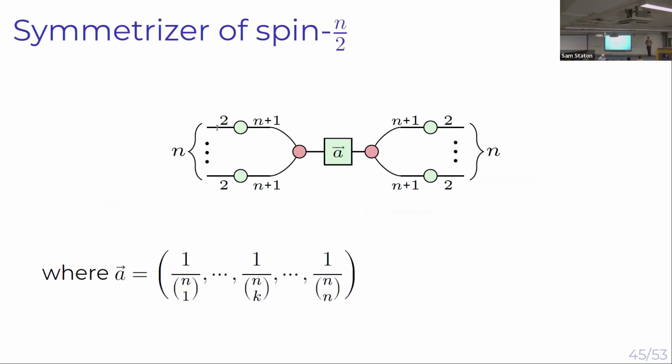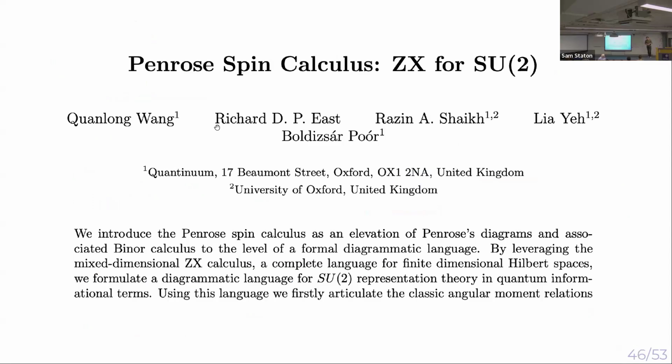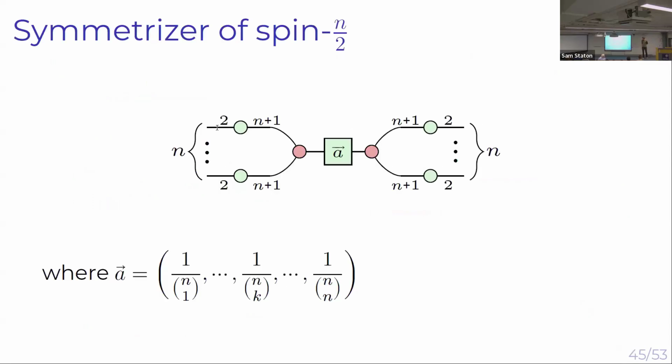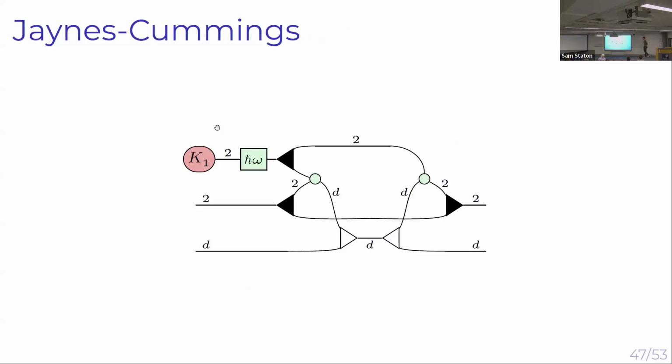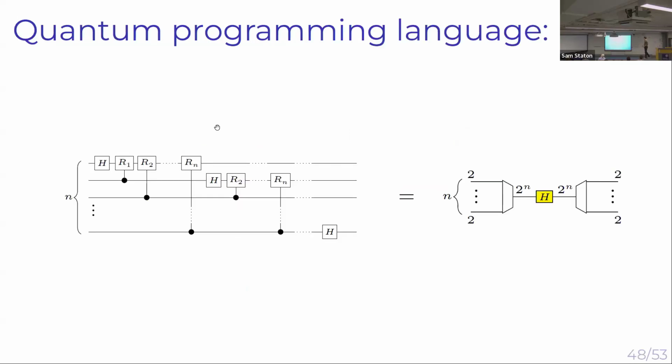What can we do with it? For example, we can reason about spin networks. This is how you can represent the symmetrizer of a spin n over 2, where you have some interesting factor in the middle. And this is an upcoming paper we are working on. You can also represent light and matter Hamiltonians using this calculus. Or quite interestingly, you can try to come up with a programming language for quantum computing.